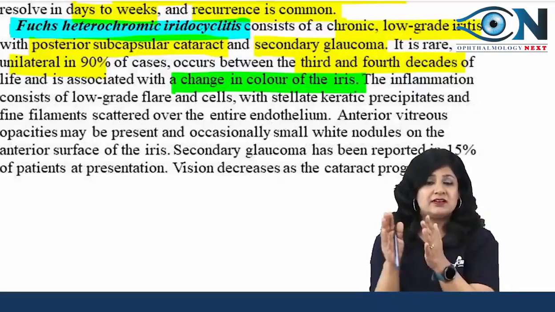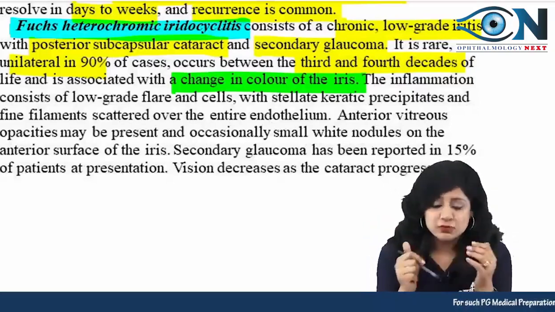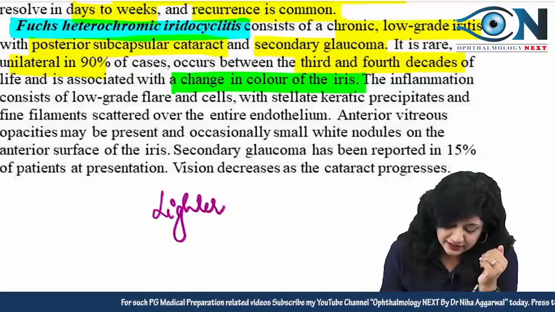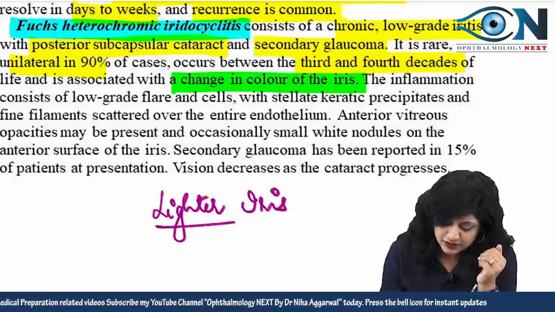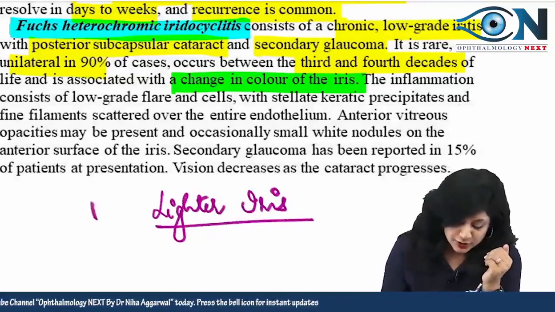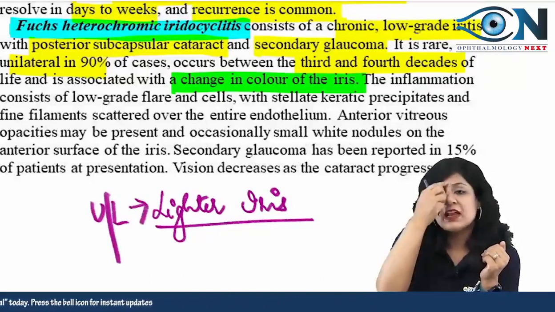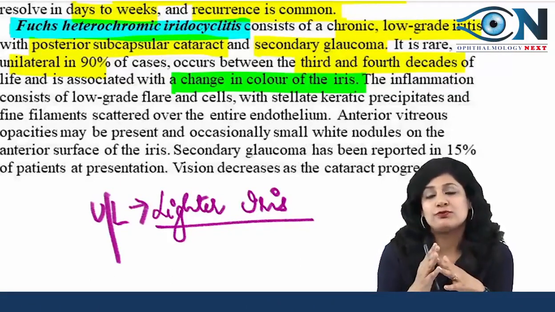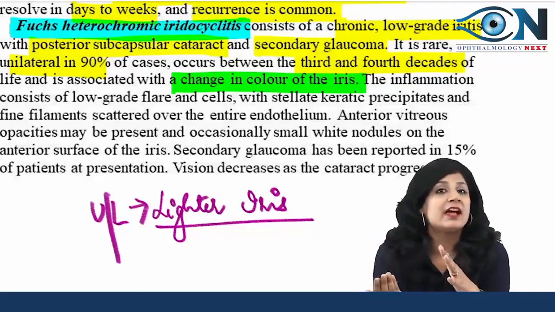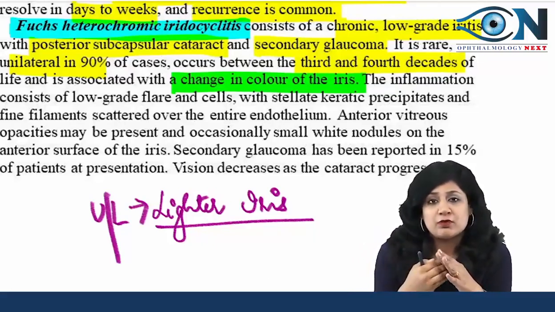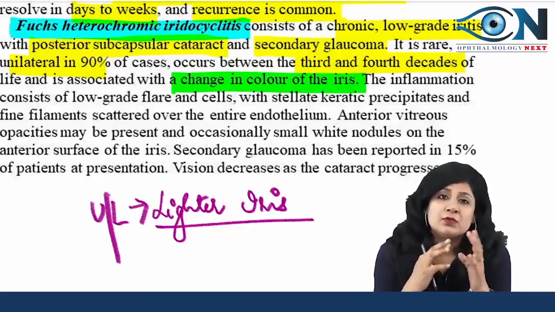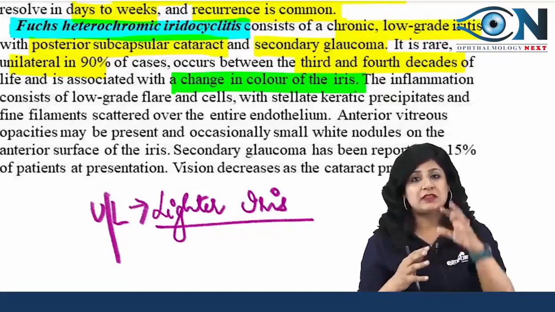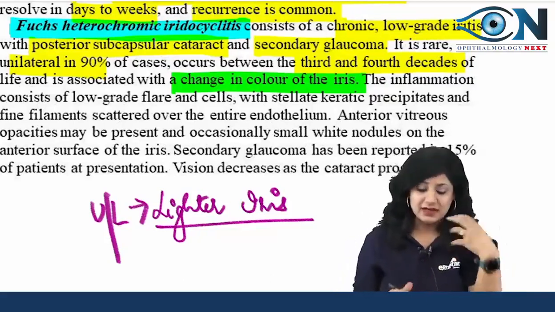Heterochromia means different color of the iris, and out of this different color, you have to remember that it is the lighter color iris. So the involved side, because you know it is unilateral, the affected side is showing you the lighter color iris, because many times you have heterochromia of the iris, but then the involved iris is darker colored, like it could be due to the involvement of prostaglandins. But when you have Fuchs heterochromic iridocyclitis and you have heterochromia, the involved side will have the lighter color iris.